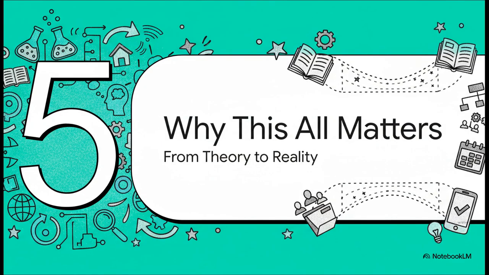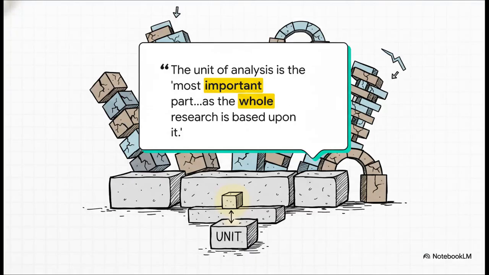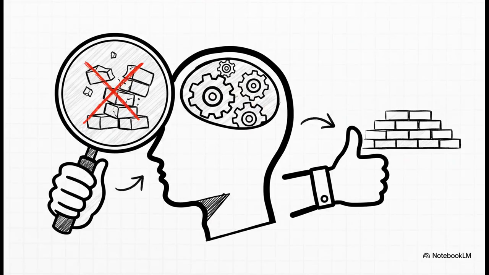Okay, I know what you might be thinking. This all sounds super technical, like it's just for researchers, right? But it actually has huge real-world implications for all of us. So why does this all matter to you? Because, as researcher Khan put it, the unit of analysis is the most important part of any research. And why is that? Because, and I quote, the whole research is based upon it. It's the foundation stone. If that stone is in the wrong place, everything you build on top of it is unstable.